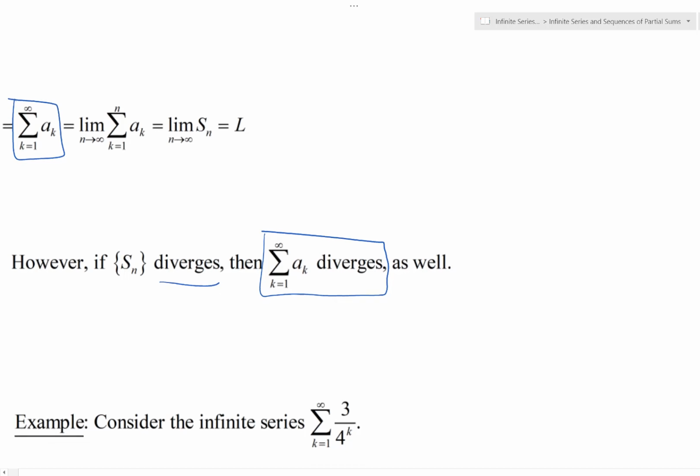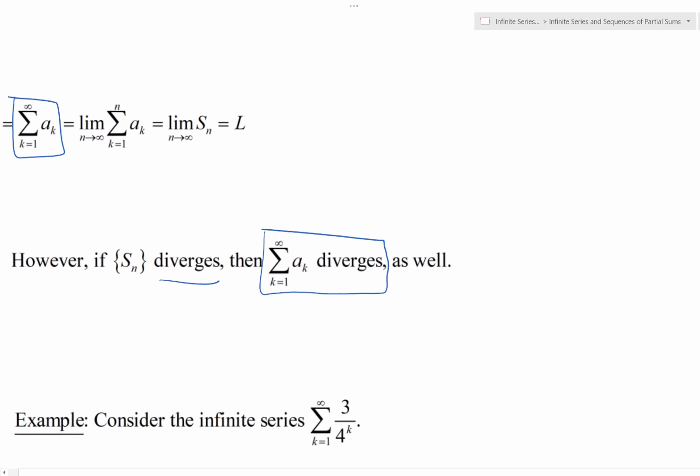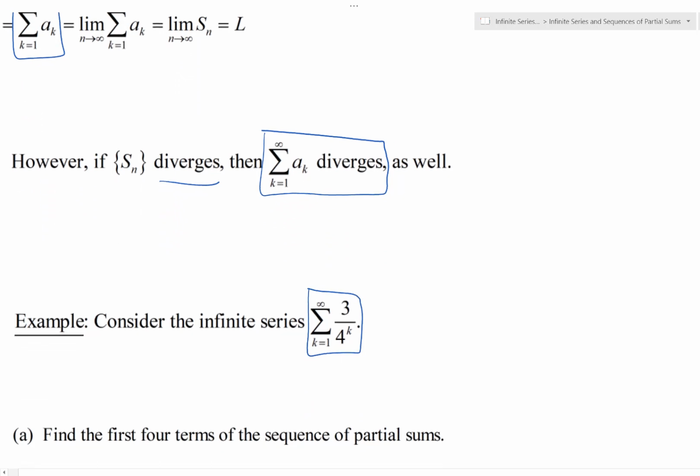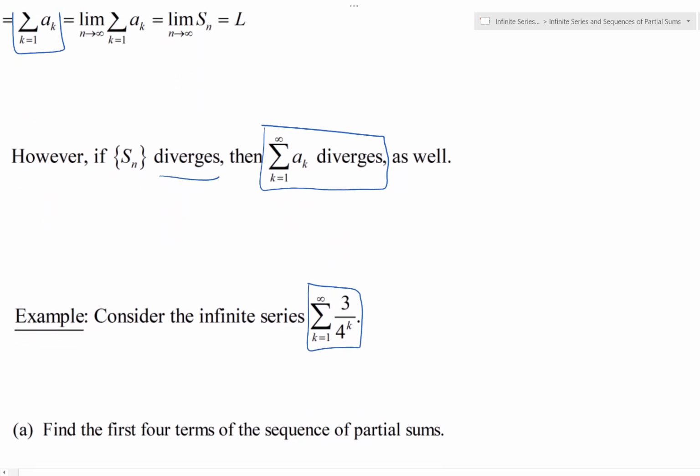We're going to look at an example here to get a better idea of how this is working. We're going to consider this infinite series, the series of 3 over 4 to the k, k is 1 to infinity. Okay. So first thing we're going to do is just find the first four terms of the sequence of partial sums, get an idea of how that works.